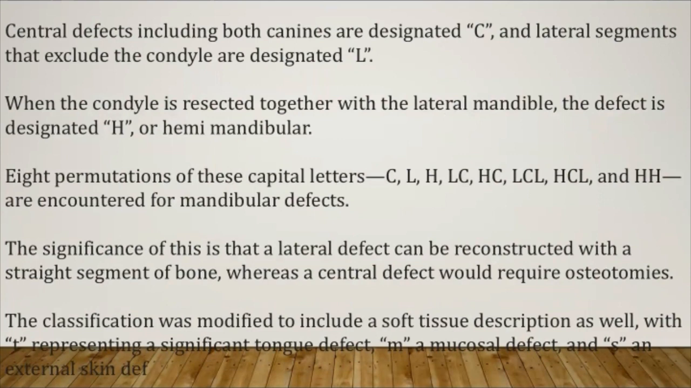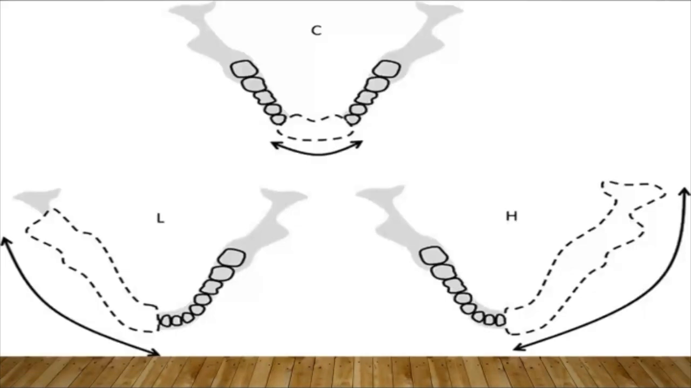The classification was modified to include a soft tissue description as well. T representing the tongue when there is defect on the tongue, then M when there is mucosa involved, and S when there is external skin defect involved. So this is just a pictorial illustration.